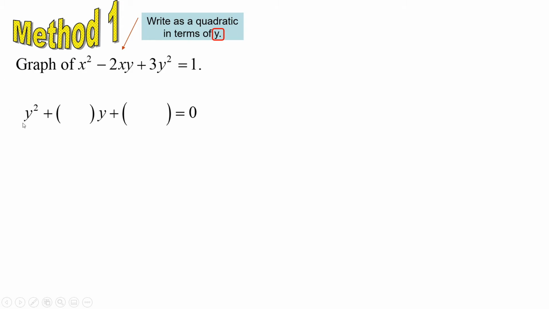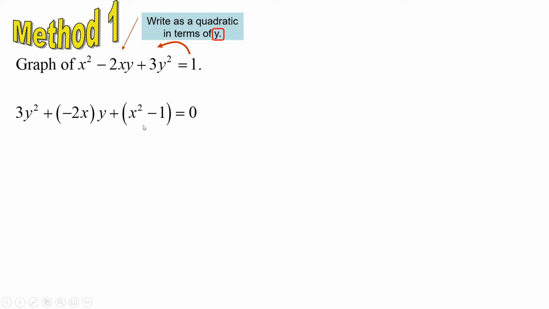So how many y squareds do we see up there? I see 3 of them. Okay? And then how many y's do we have? We have negative 2x times y, so this is a negative 2x. And then what's my c? Well, I need an equal 0, so see this 1 right here? Let's subtract the 1 from both sides. So that would give me a c of x squared minus my 1. And in this situation right here, my quadratic, my a is 3, my b is negative 2x, and my c is x squared minus 1.